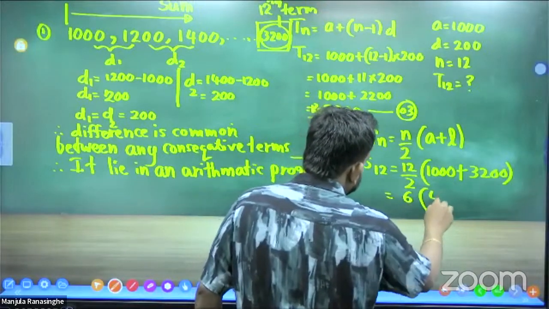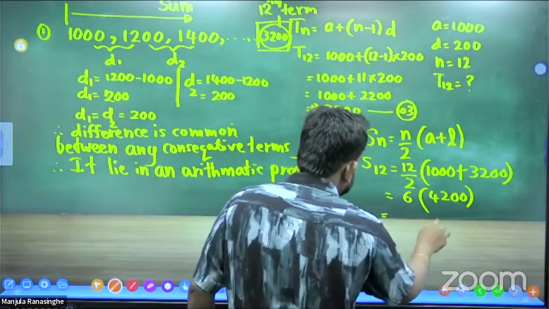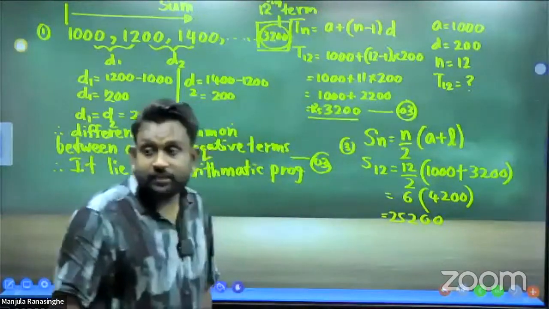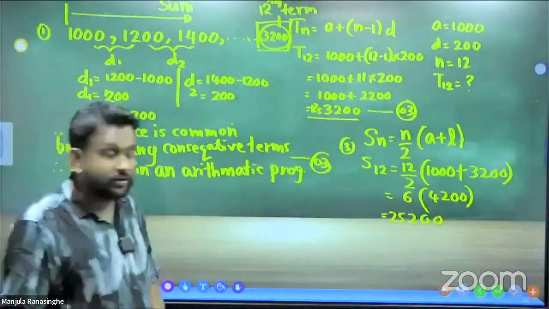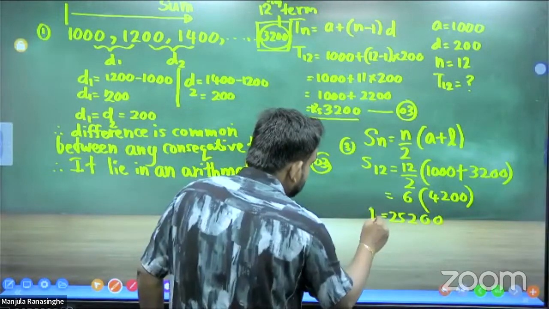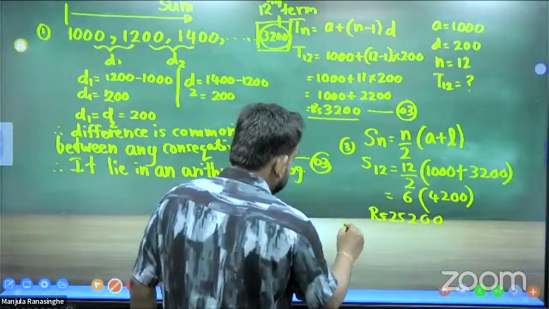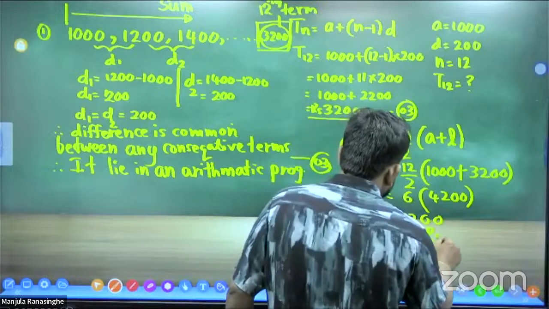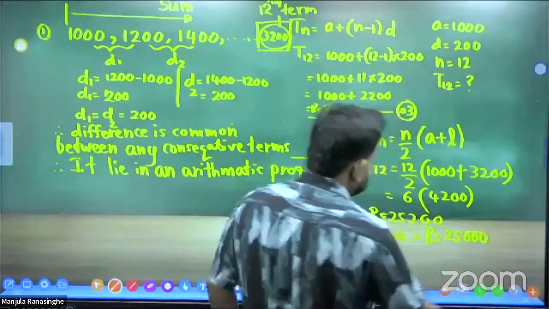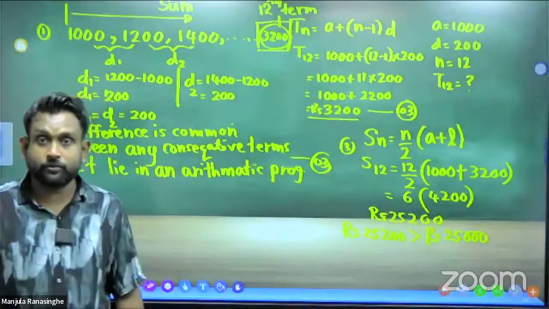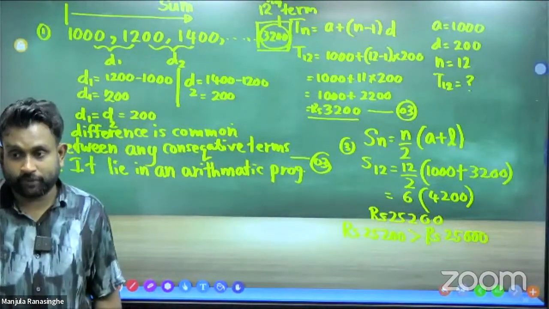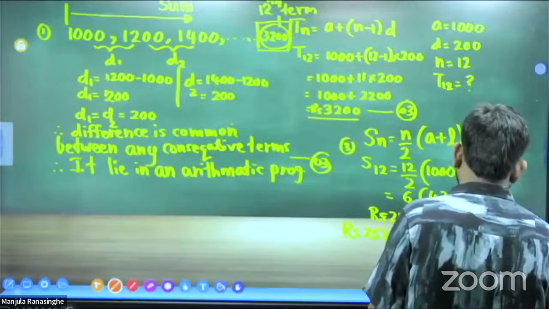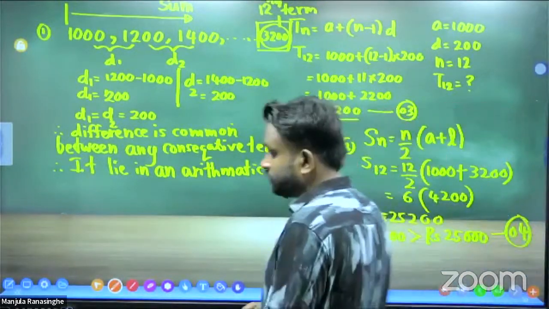6 into 4,200 becomes 25,200 rupees. Then they're asking to show that it's greater than 25,000. How to show that? You got the answer rupees 25,200, then you write rupees 25,200 is greater than rupees 25,000. So that is how you give the answer. For that part, you have 4 marks. See how we proved it.